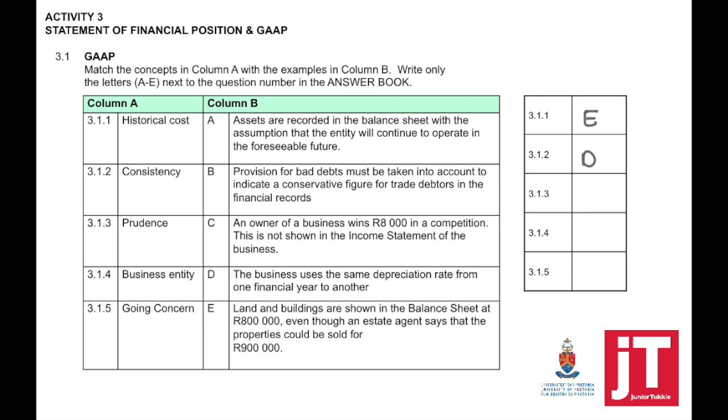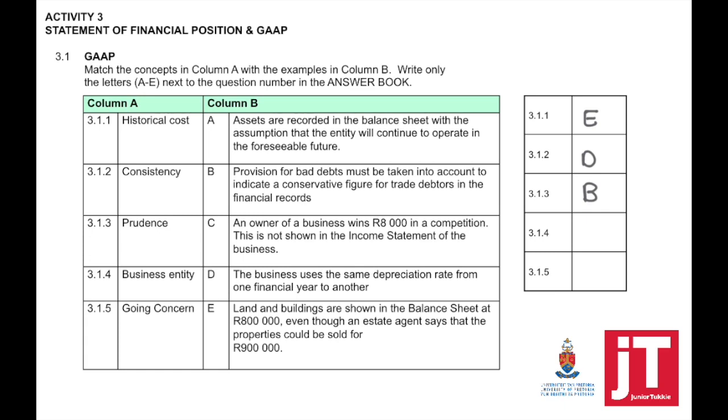Prudent means conservative. This will go with number B. Provision for bad debts must be taken into account to indicate a conservative figure for trade debtors in the financial records. If, for example, our debtors is 100,000, we would love to say all that money is going to come in, but the reality is that some debtors will not meet their commitments. So we need to be conservative and make provision that we will have some debt that will need to be written off as bad debts.